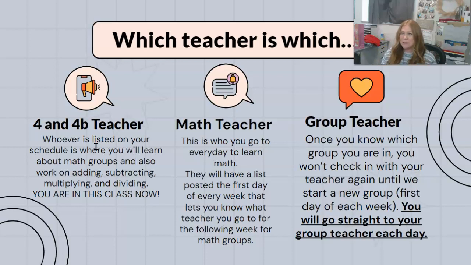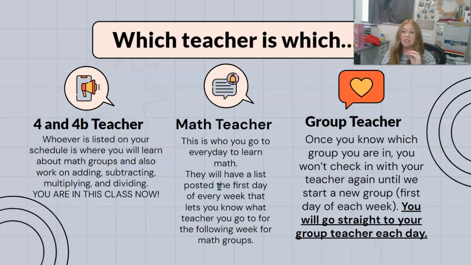So your 4A, 4B teacher is the one listed on your actual schedule. Now you probably won't see me very often unless you get assigned to my group or I'm your math teacher. But if all I am is your 4A or 4B teacher, you might see me only a few times during the year. We'll let you know when you need to go to your 4A or 4B teacher. So then you have your math teacher. This is the person you go to every day to learn the math. They're going to have a list posted on their door or in the hallway. They will let you know where it is. The first day of the week, that tells you what math group to go to for that whole week.